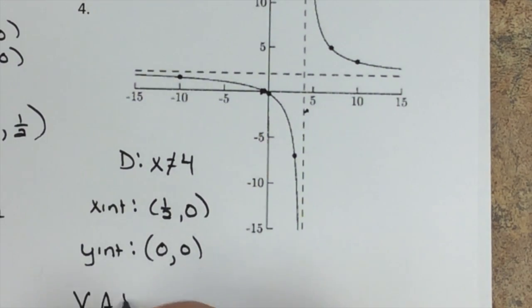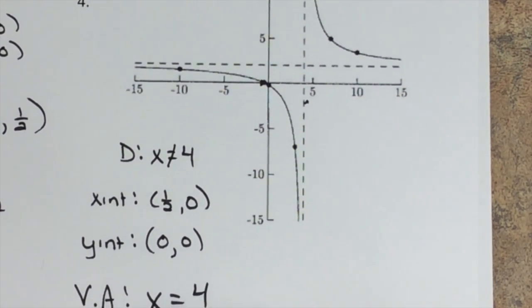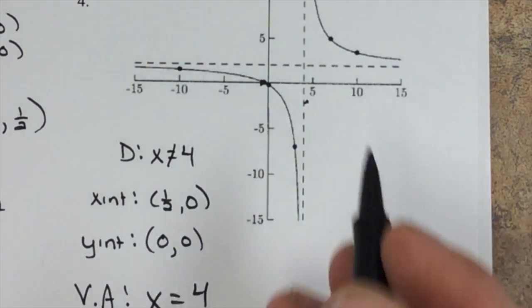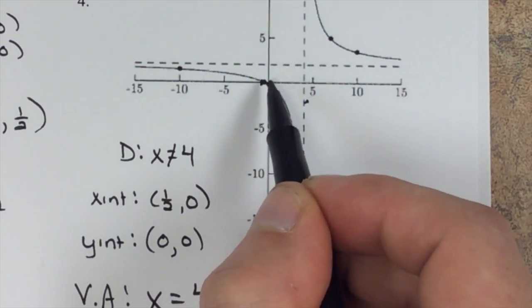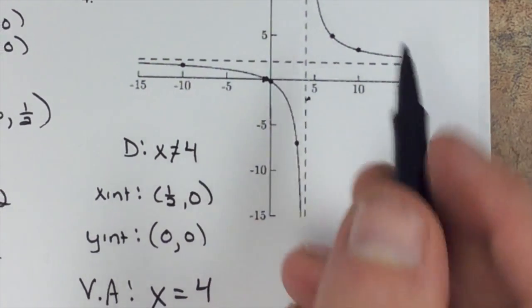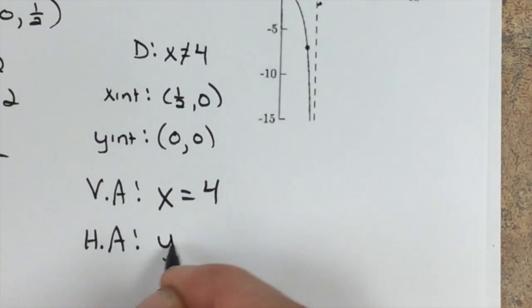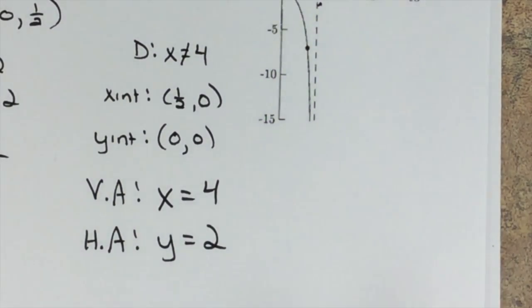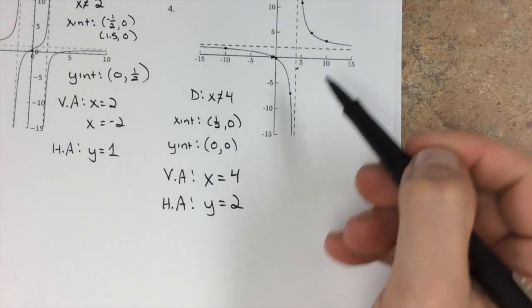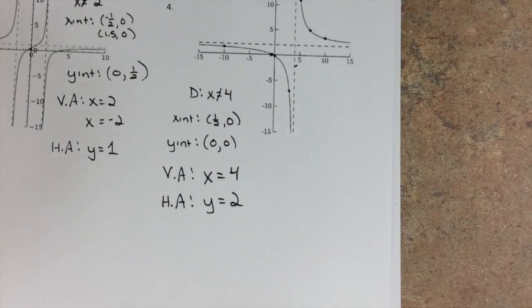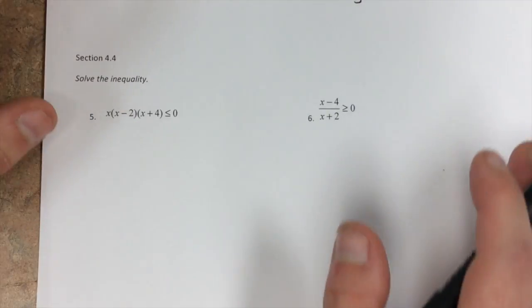Vertical asymptote. What is the equation of this vertical line? It should be x equals 4. For our horizontal asymptote, what is the equation of this horizontal line? That looks like it's at about 1, 2, let's call it 2. So our horizontal is y equals 2. We can pull all of this information if we have a graph. Piece of cake. Last part of your test.